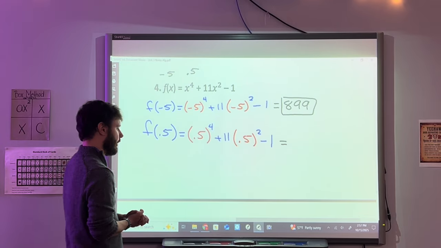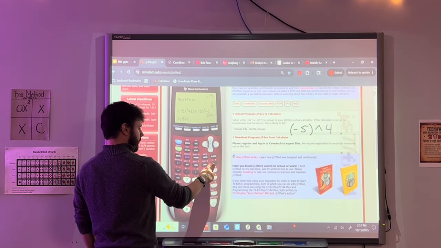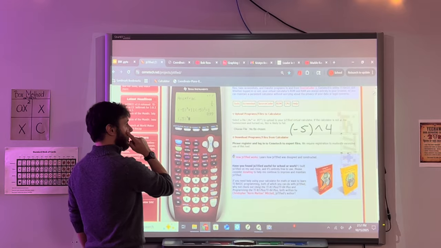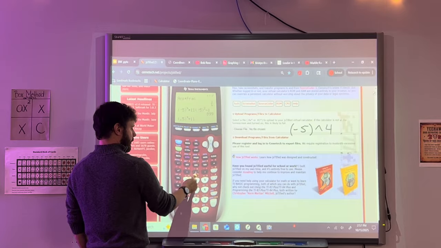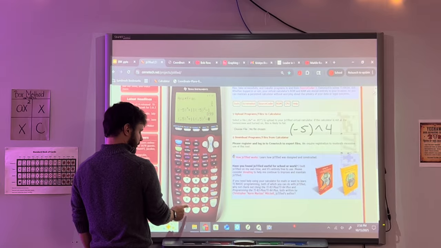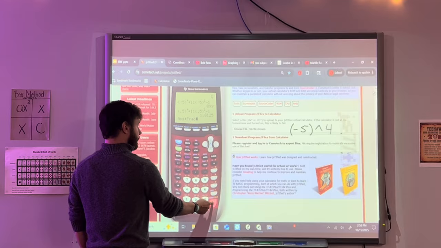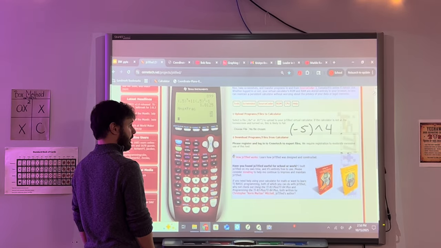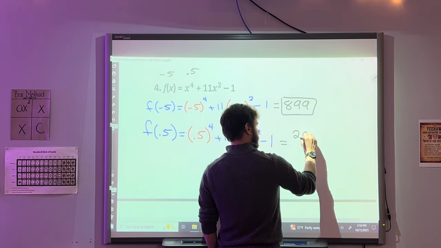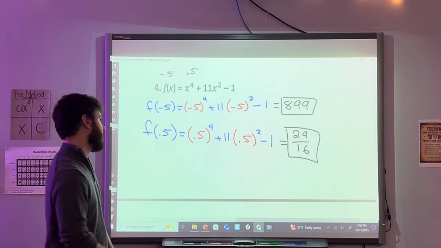Okay, do the same thing, plug it in. 0.5, close, raise it to the 4. And if you have a calculator like this, you need to tab to the right so you have big print now. Plus 11, close it, 0.5, that one's being squared, -1. Sure, I could write that decimal. Or I could put 29/16, okay. Doesn't matter to me. Okay, easy enough. We can do this.